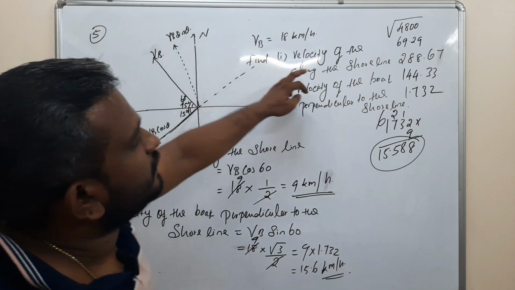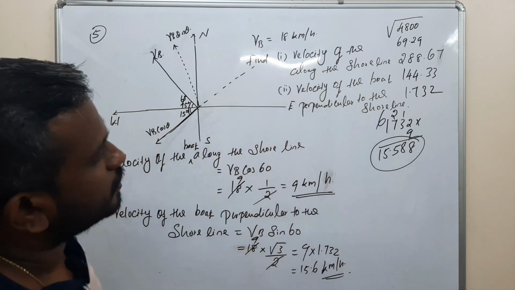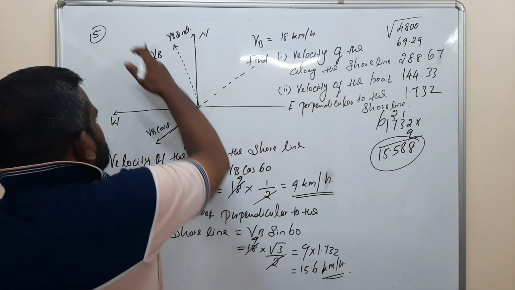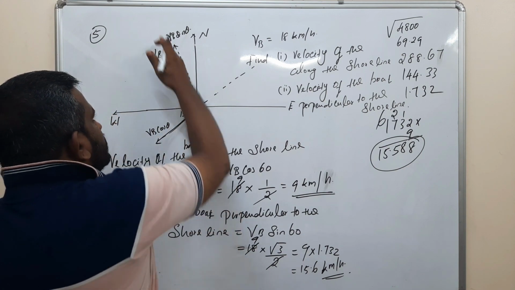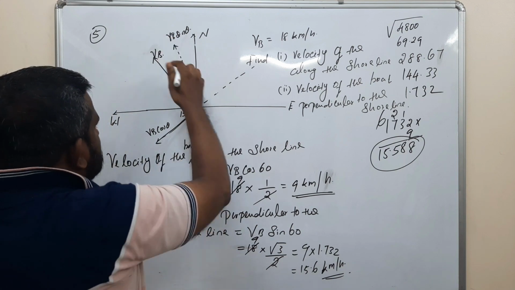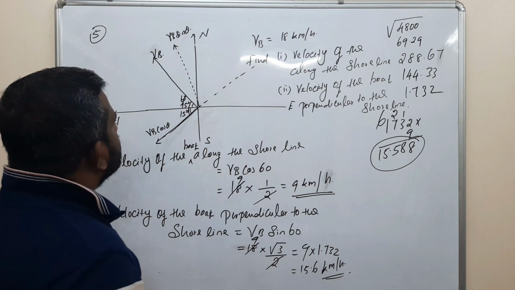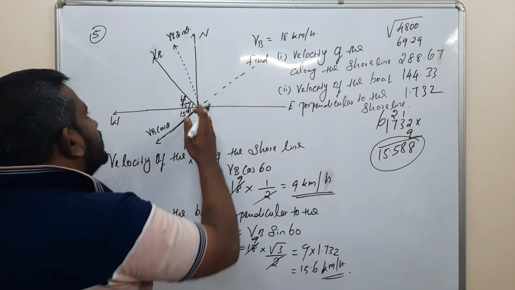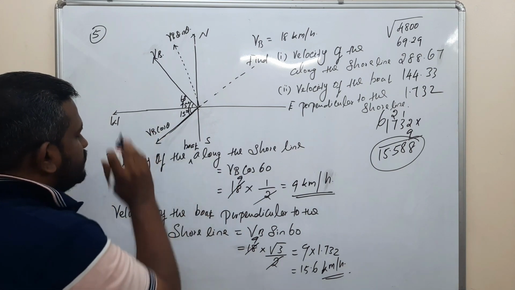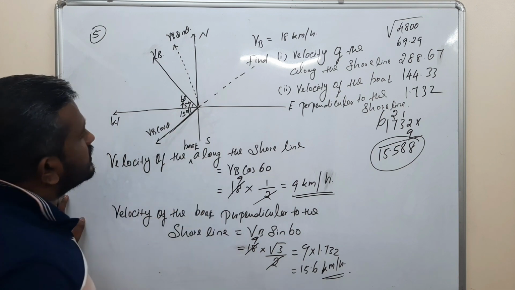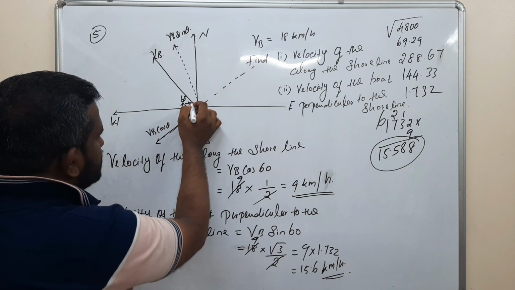So we have to find the velocity of the boat along the shoreline, and the velocity of the boat perpendicular to the shoreline. So this is the velocity component. Along the shoreline means this component, perpendicular means this component. The angle between them is 90 degree. This component is VB cos theta, and this component is VB sin theta. This angle is 15 degree, and this angle is 45 degree.